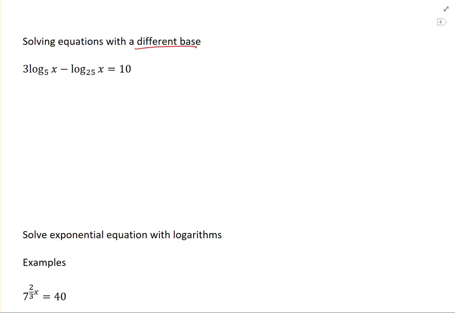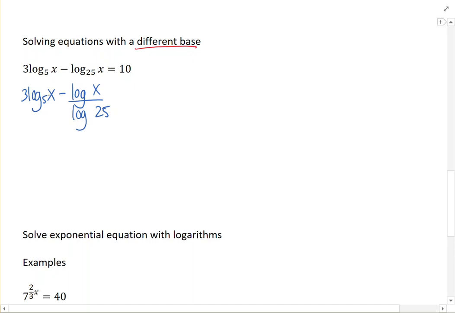Since we have a different base, the first thing we need to do is change the base. With these questions, you want to change the bigger base to the smaller one. So we're going to leave the base with the smaller number as is. With the bigger base, we're going to use the change of base formula. So we're going to have log of our number over log of the base. And we can pick whatever base we want as long as it's the same.